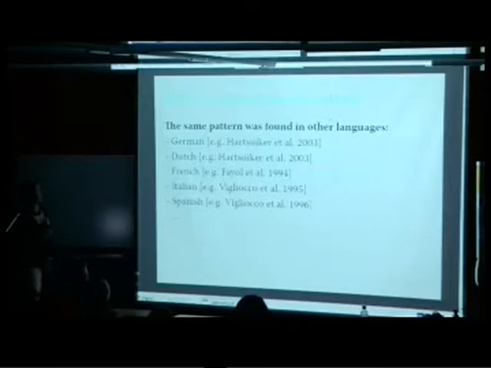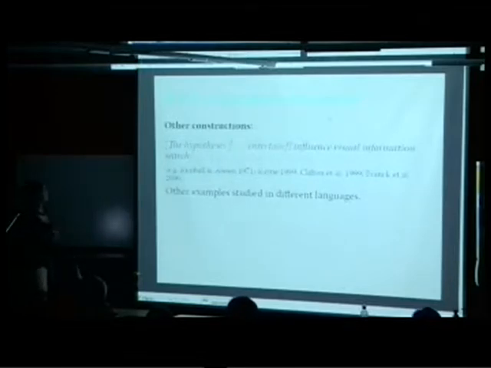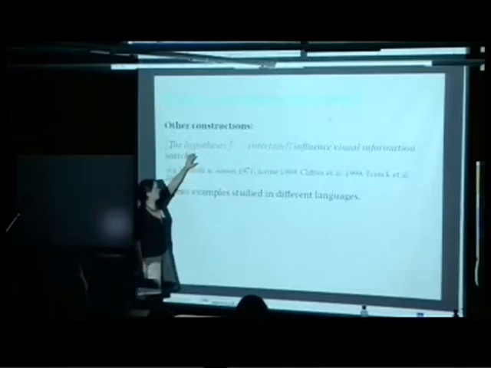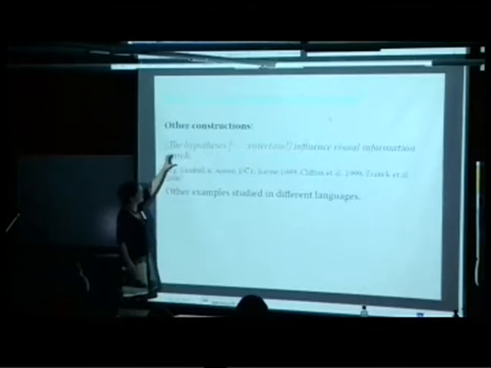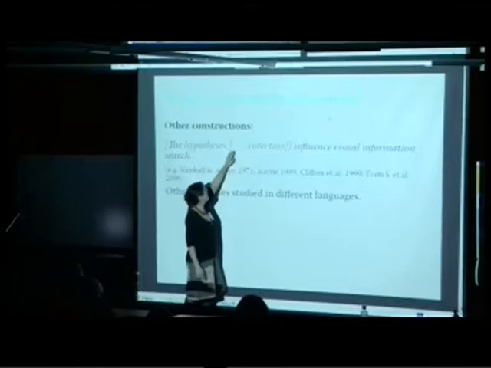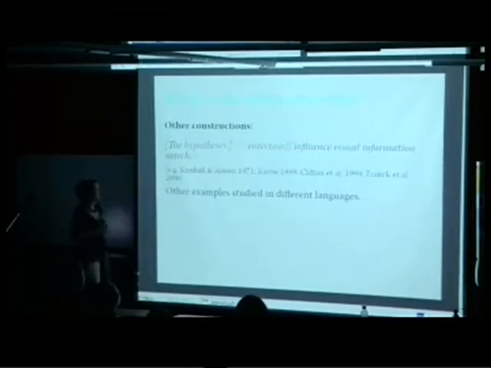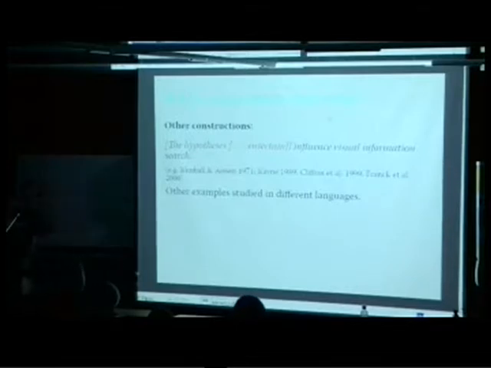So the same pattern was found in many other languages. Here are some examples in German, in Dutch, in French, in Italian, in Spanish, and in some others. Then it was also found in some other constructions. Here I just give one example again from English because it's easier to comprehend online. The hypothesis one entertain influence visual information search. Here you can actually see that the potential, what we would still call potential intervener, doesn't actually linearly intervene between the subject and its verb. And still, there are quite a few of these agreement mistakes. Less than in that first configuration that I presented, but there are some other constructions.